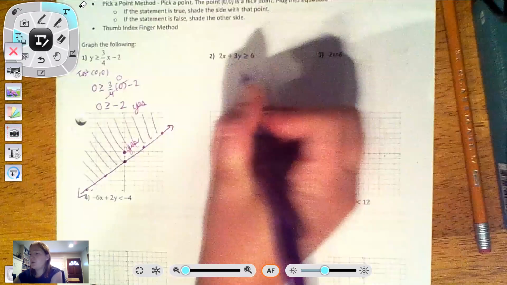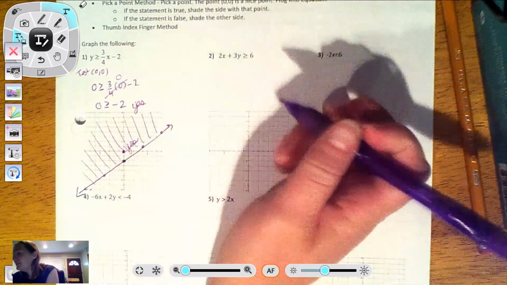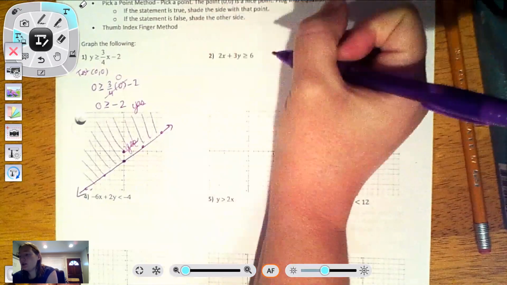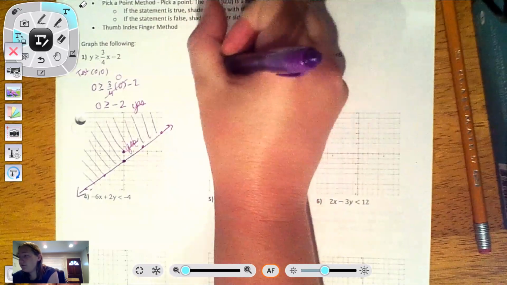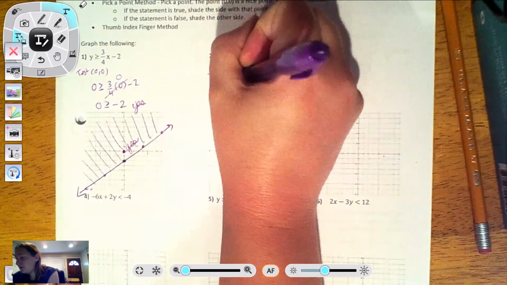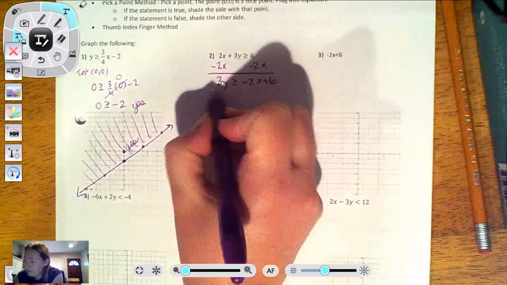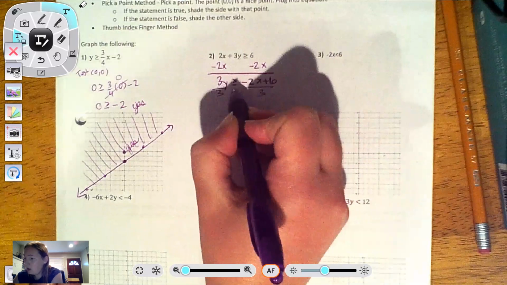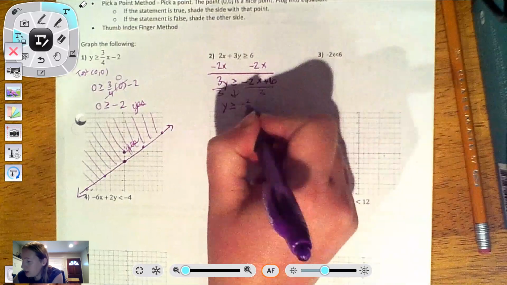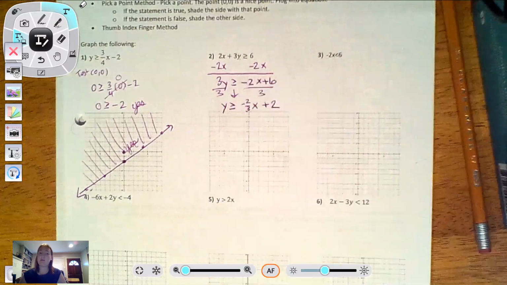You also will have problems where it might not be in slope-intercept form. Like this one is in standard form. So like we practiced earlier, we want to get y by itself. And then divide by 3. Because we're dividing by a positive, our inequality stays as it is. And I'm going to divide both of those by 3. And so that is what I'm going to be graphing as my boundary line.